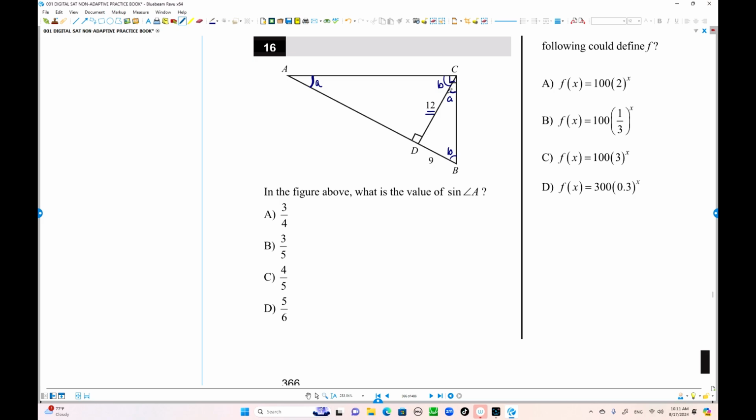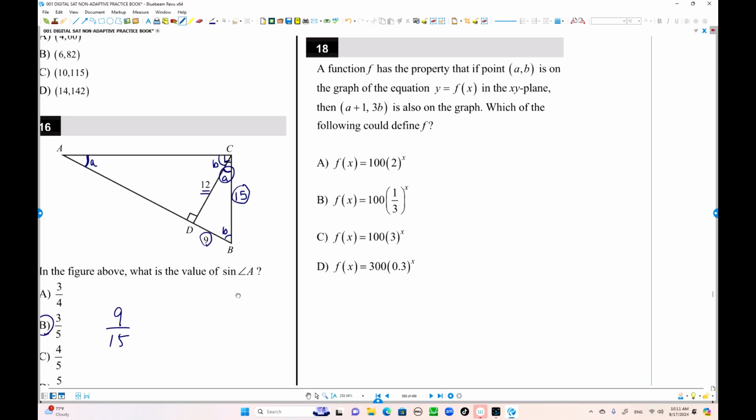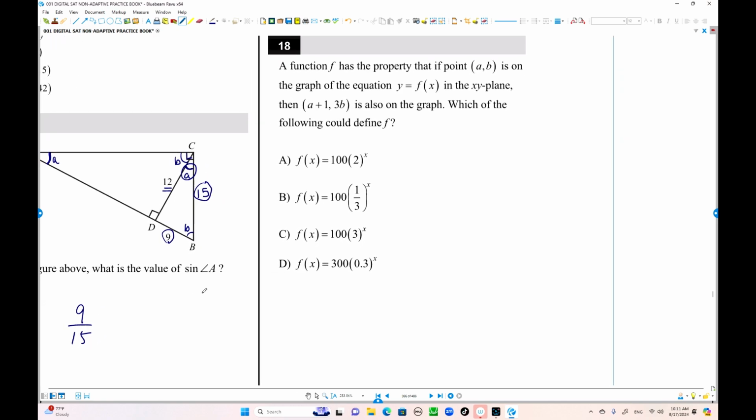Now let's find the sine of A. This is also sine A, right? What is it? 9, 12, this is 15, a right triangle triplet. So the value of sine of angle A equals 9 over 15, so 3 over 5 is the answer. All right, here is number 18.